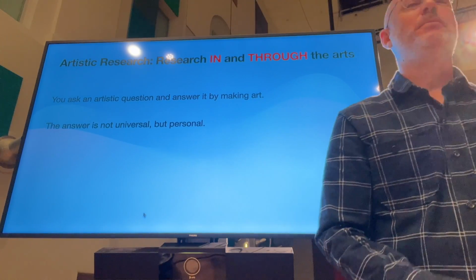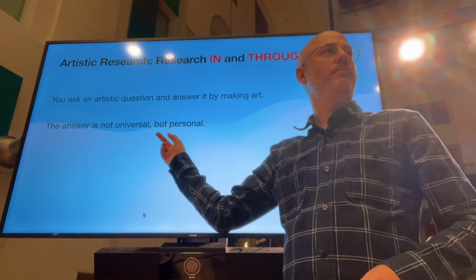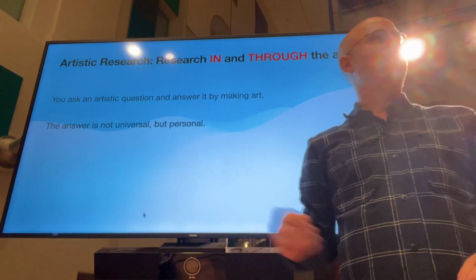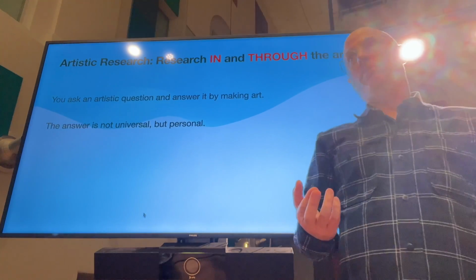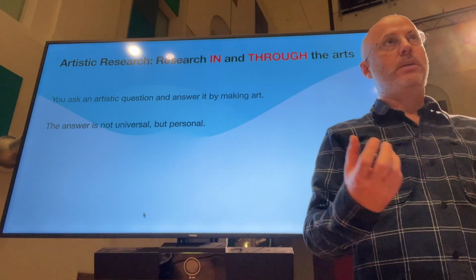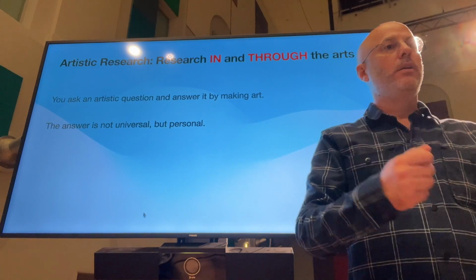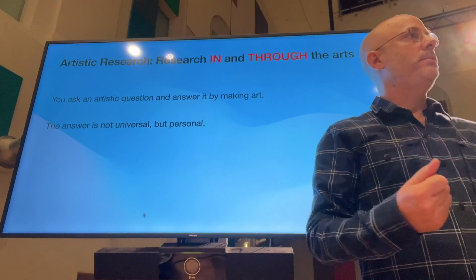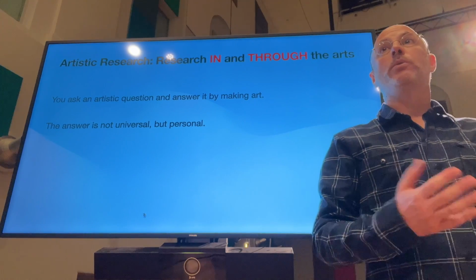And so now we come to another truth, that the answer is not universal, but personal, right? Because you're going to make a recording that answers your question, and it's going to be your answer to it. So now we come to a different type of knowledge. Instead of a general law that applies to everyone, we have someone who says, well, for me it works like this. This is how I do it.